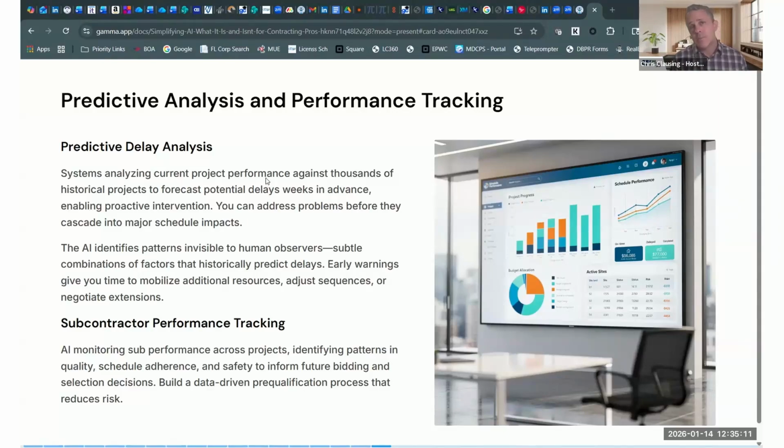So with AI, you can set up a process where really that happens automatically. It can automatically generate a report, a post-project report, or maybe even a post-RFP report, so if you don't get the project, you can understand why. And also the subcontractor performance tracking.